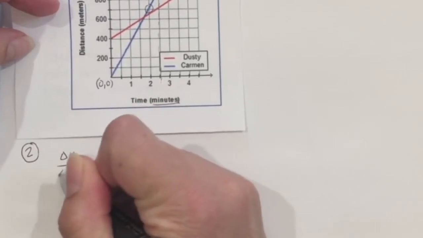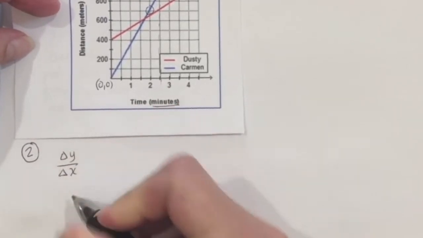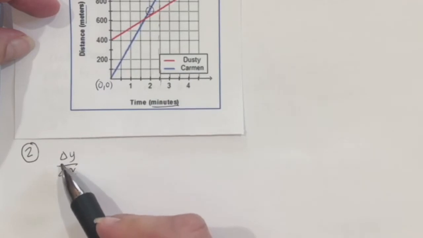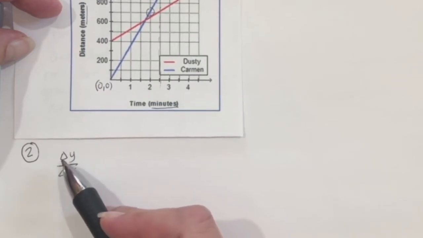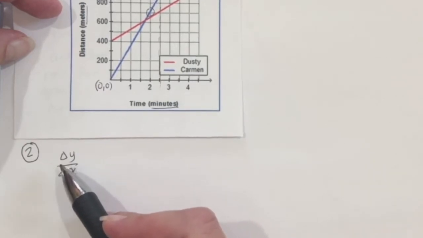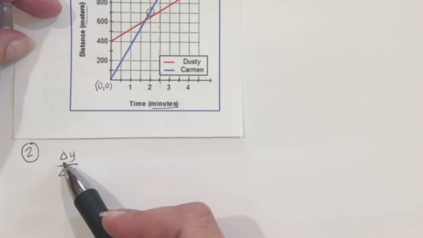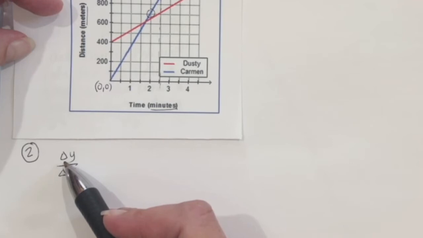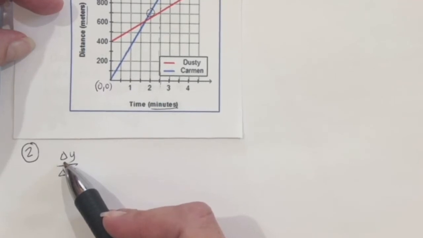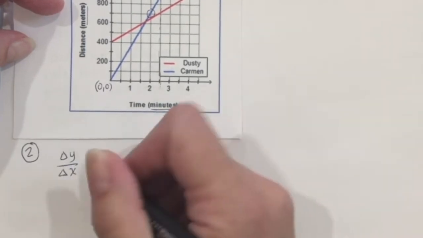Change in y over change in x. And if you missed my previous video, the reason I'm putting the triangle is because triangle is Greek letter delta, which means change. And so in math, we often just use a triangle to represent something as changing. We also use it in science, mostly chemistry, to represent a change, oftentimes in temperature or something like that.